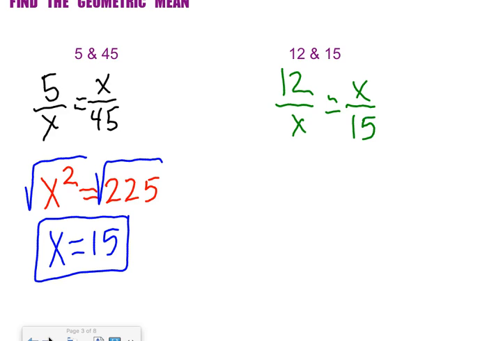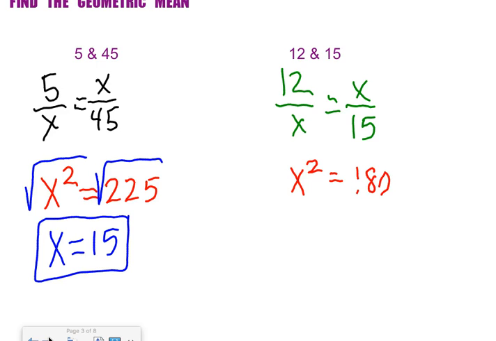12 over x equals x over 15. And these could be interchanged, guys. It really doesn't matter, as long as your x's are diagonal from each other so you're multiplying them together, that's all that matters. Our x's don't have to be means, they can be extremes if you wanted. What is 12 times 15? That would be 180.